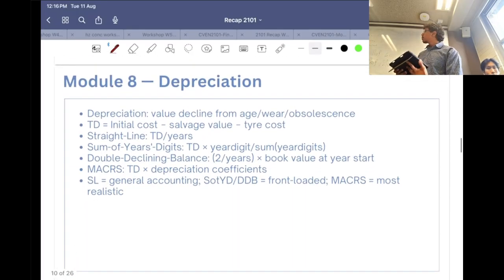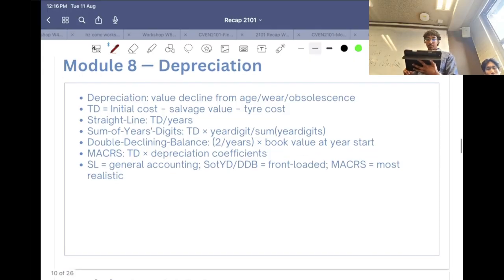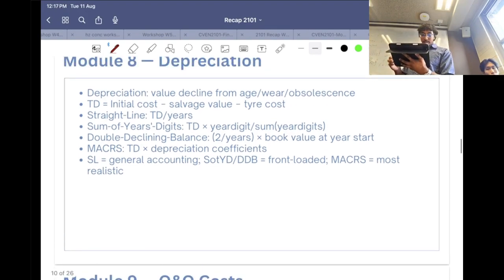Cool. Module 8, slightly more boring, but it's depreciation. So this is the more economic side of engineering. Depreciation is just the value decline from either age, wear, or just not using them. So our total depreciation is our initial cost minus the salvage value minus the tire cost, because we can still salvage this stuff, and we can sell the tires, so we get rid of that. There are a few different methods.